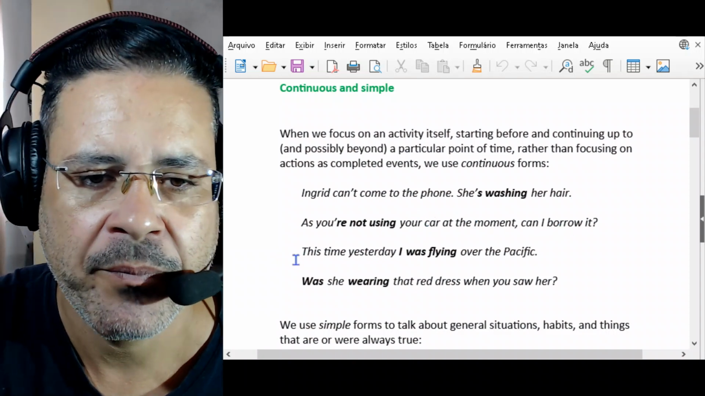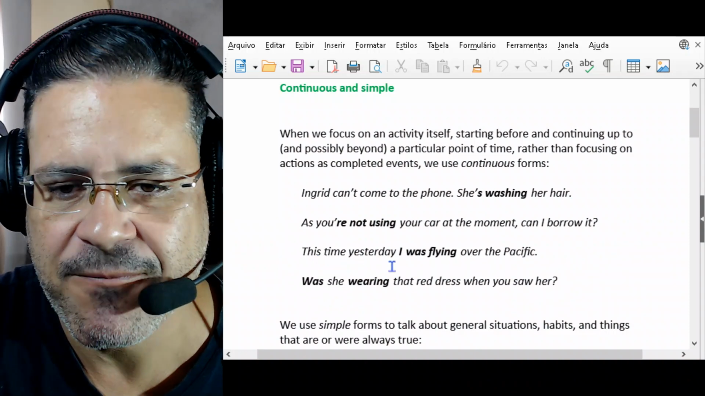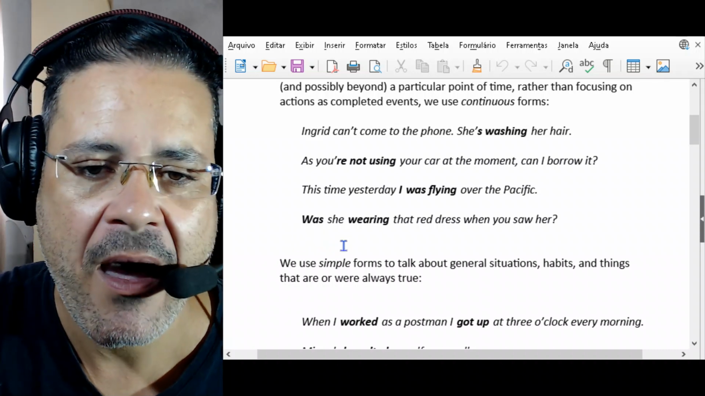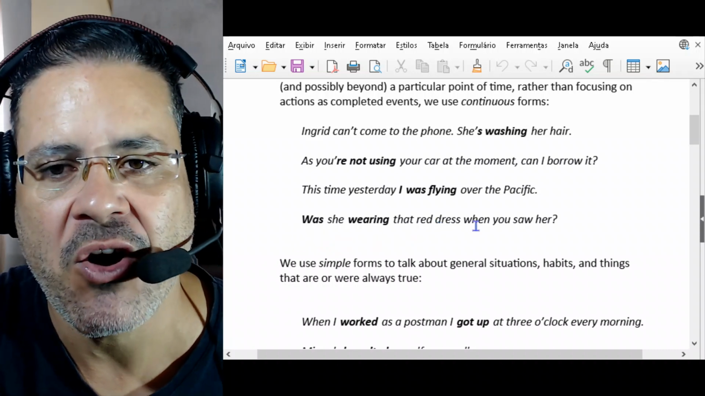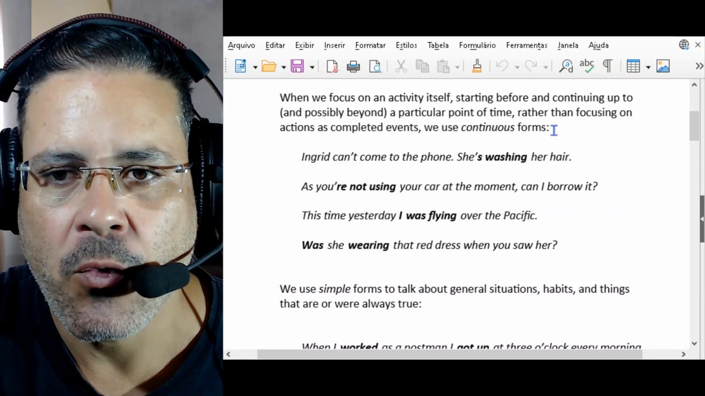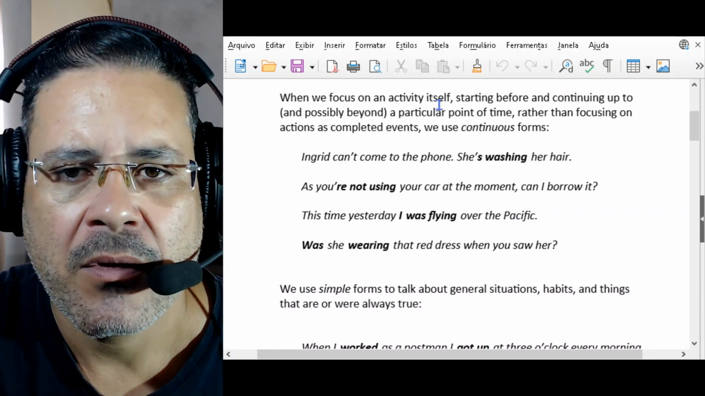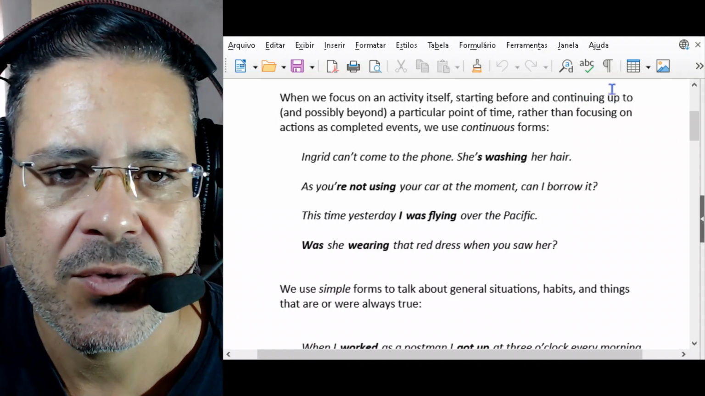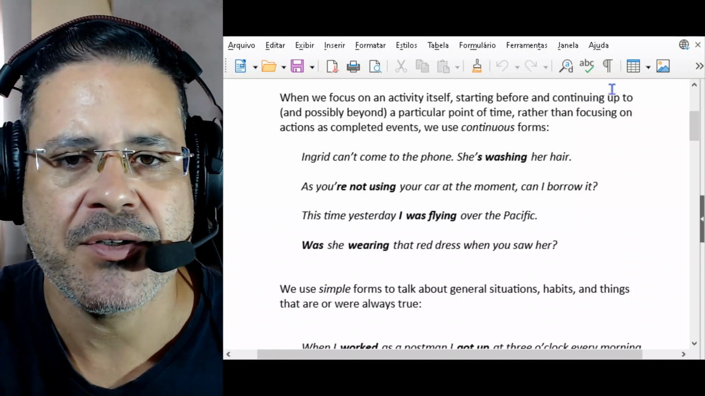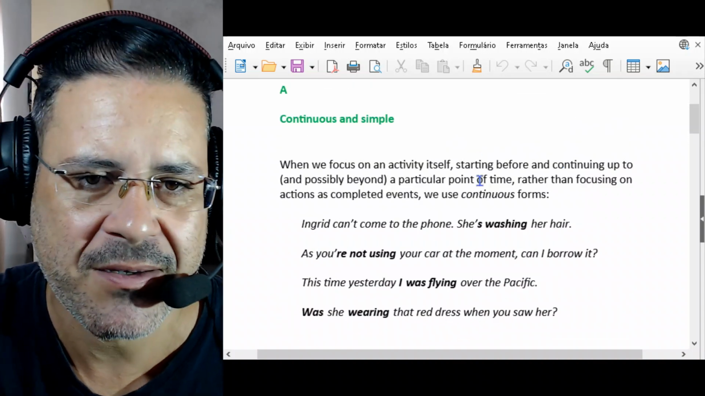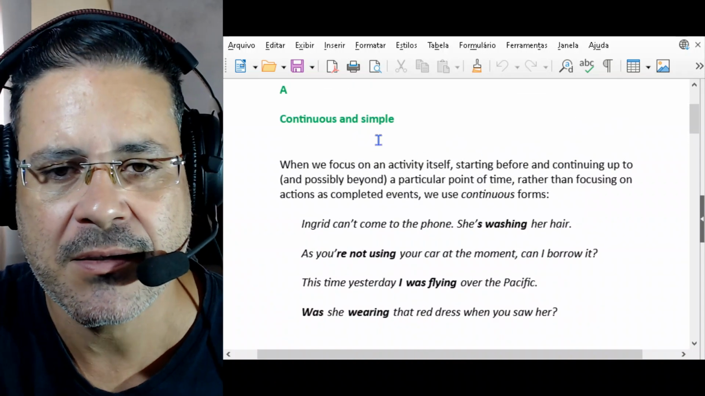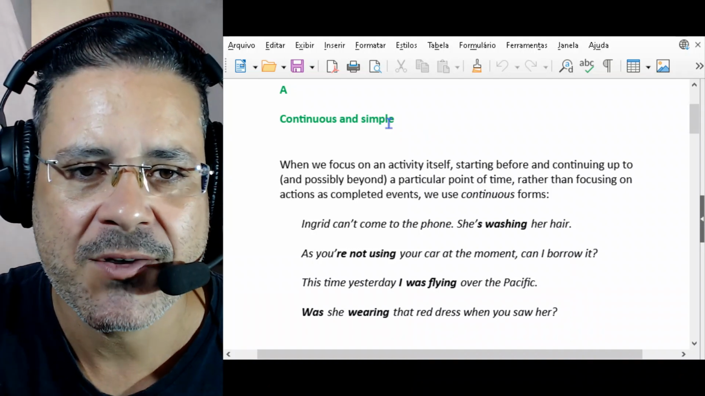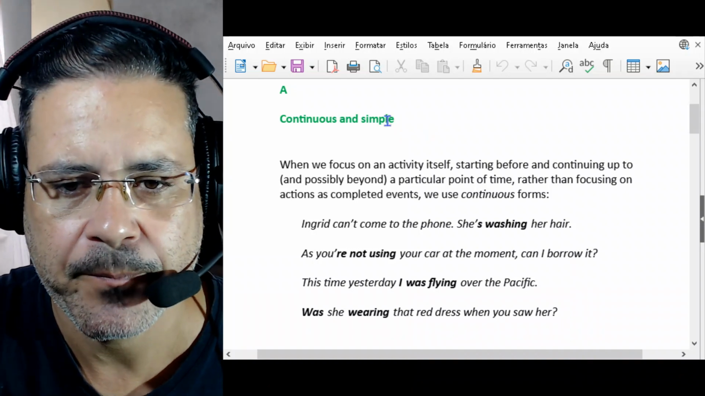Another example, this time yesterday I was flying over the Pacific. And was she wearing that red dress when you saw her? So we're focusing on a starting point, continuing up to and possibly beyond a particular point of time. So the difference basically is when it is in its simple form and when it is in a continuous form. That's where the emphasis should be.